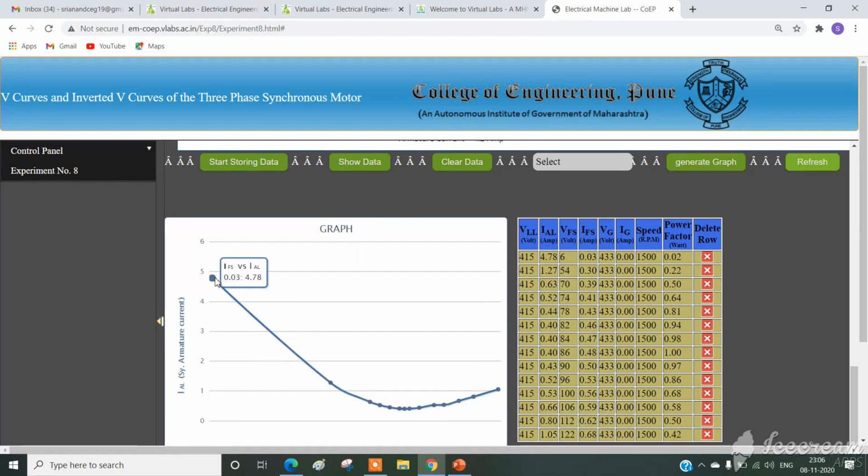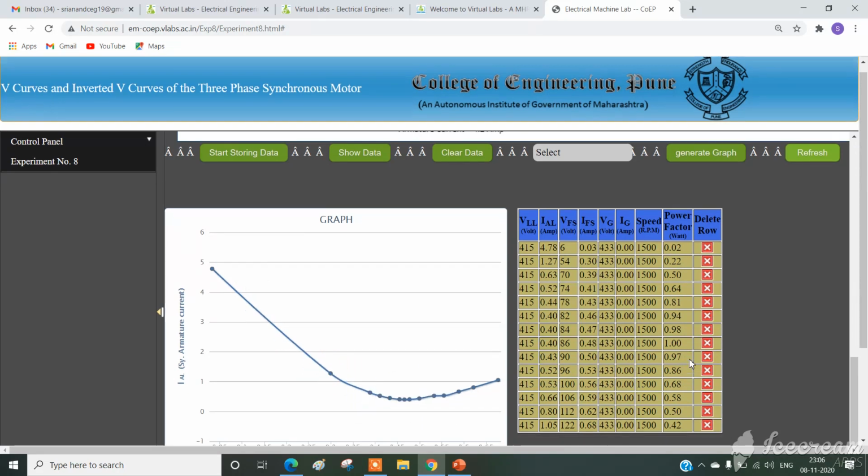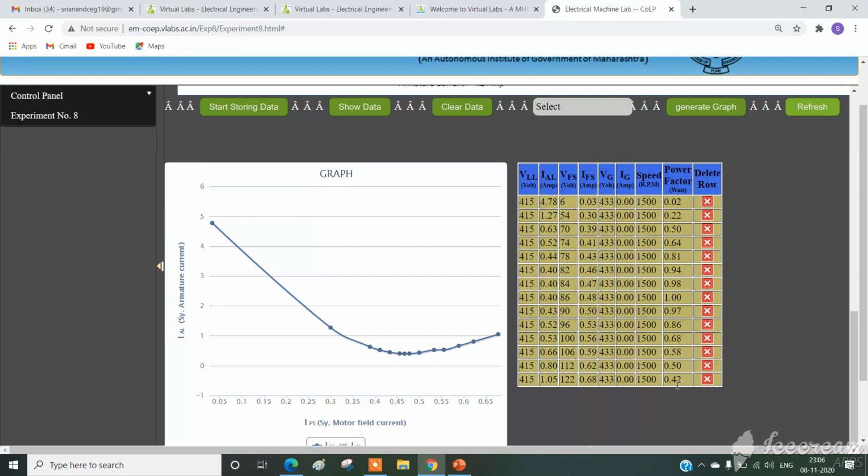Suppose we are taking more readings, then again we get a plot like this. This graph is like a V curve. Here we are taking the power factor down to around 0.42 only. Again, as we increase the field current the power factor reduces. So this is the V curve. V curve means that while increasing the field current, the armature current reduces up to some value, then again its value increases. So the figure is like a V.